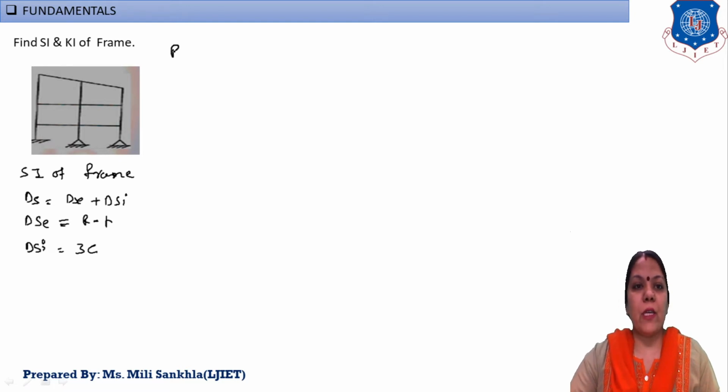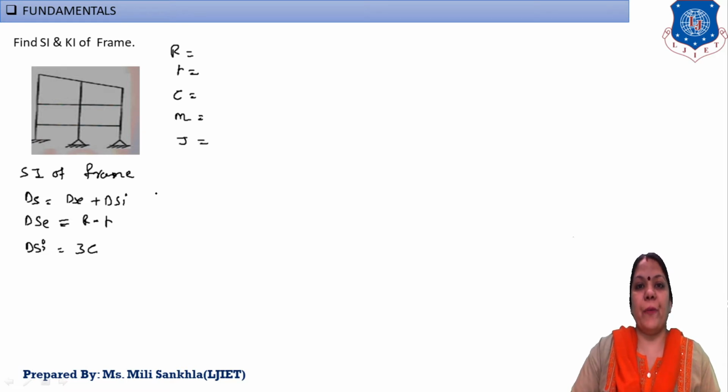Now one by one we find out our unknown values here. First we write down capital R, second small r, and c, then number of member, and j for joint. Here fixed support is given 1, 2 and 3. Hinge support is given 1, 2. Hinge support is given 1 and 2. That means our capital R is equal to 7. Small r is equal to 3.